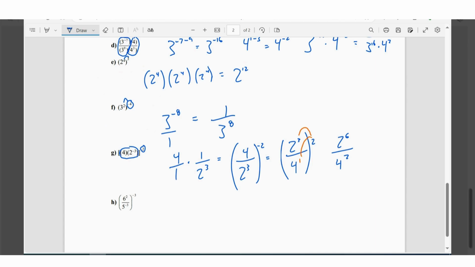And I mean, you could maybe reduce this further, but I think this is a fine final answer. You could change this 4 into a base 2, so 2 to the power of 2. But I'd say this is an acceptable answer for what the question has asked us.